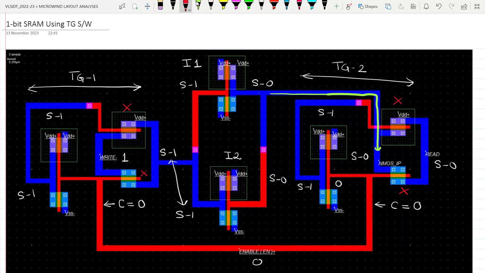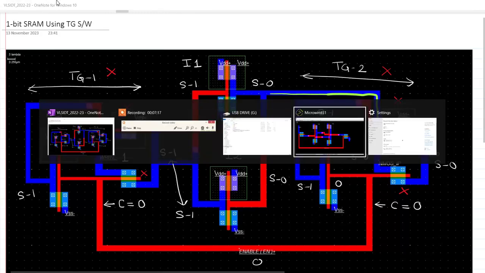In other words, for enable equal to 0, TG1 is off and TG2 is off, and there is no connectivity between the write line and the read line because TG1 and TG2 are turned off or they are open circuited. So even if I1 and I2 are always on, because the write line is disconnected from the cross coupled inverters, for any value of write, the output does not change.